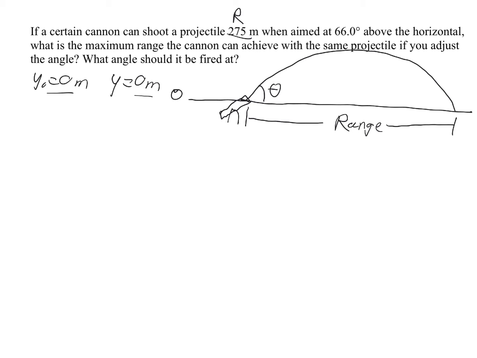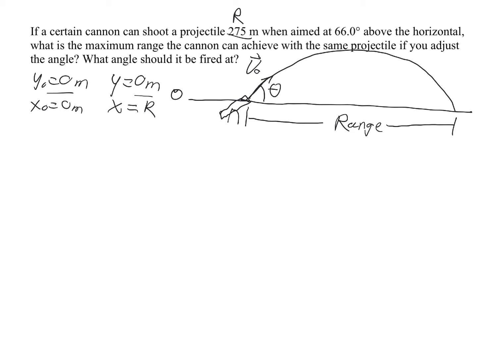Okay, so we have the situation where our ending and starting heights are the same. Our initial location is 0 meters. Our final location in the x, I should say, is the range. I'll just call that r for now as a variable. And we're launching our projectile with some initial velocity that we don't know.